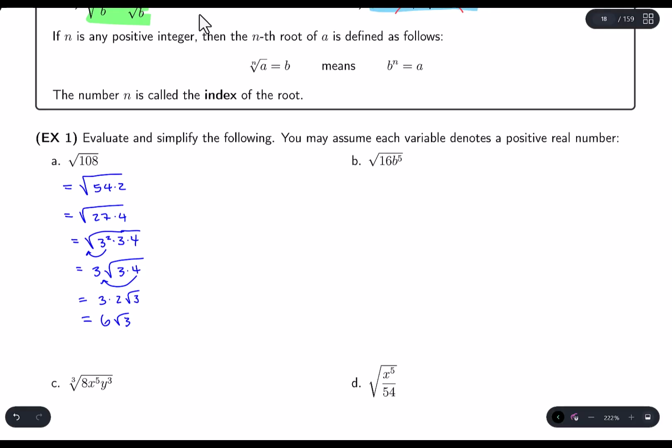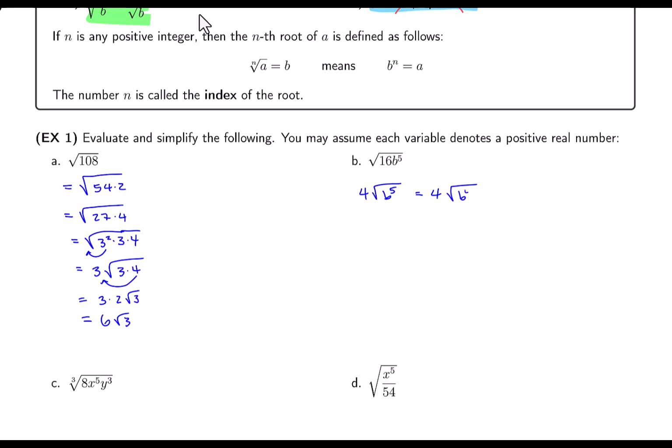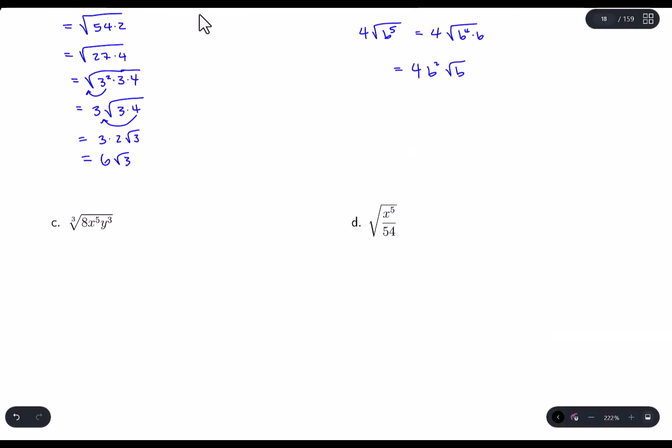All right. The square root of 16b to the 5th. Well, 16 is a perfect square. I can just go ahead and pull that out as 4. You can pull it out from under the radical as long as you go ahead and take its square root. B to the 5th is not a perfect square because it's not an even index, but I could write this as 4 times the square root of b to the 4th times b. B to the 4th is a perfect square, all right, because it's an even power. So that would be b squared times the square root of b. So you can reduce that.